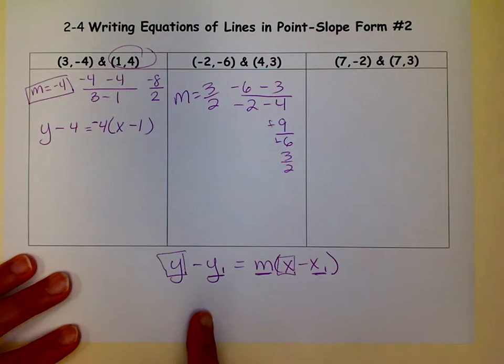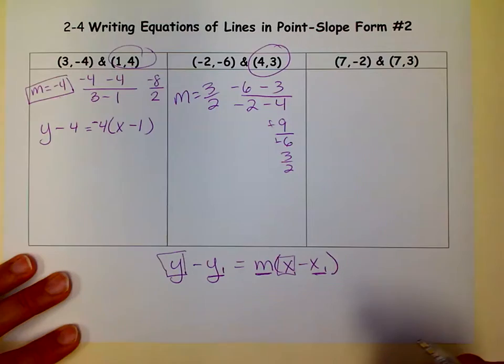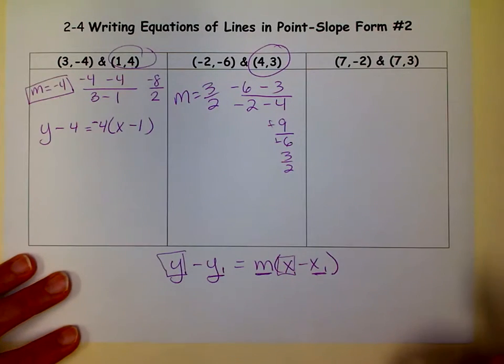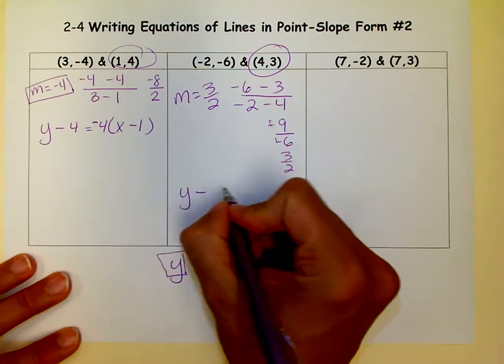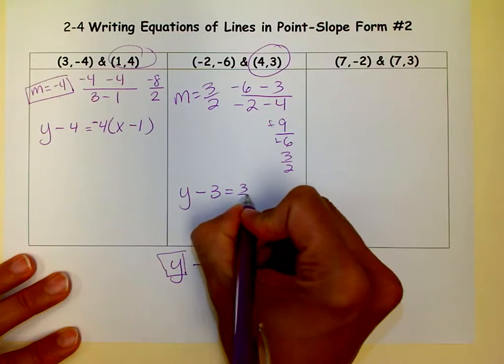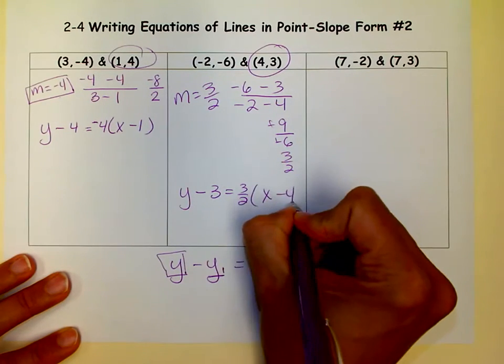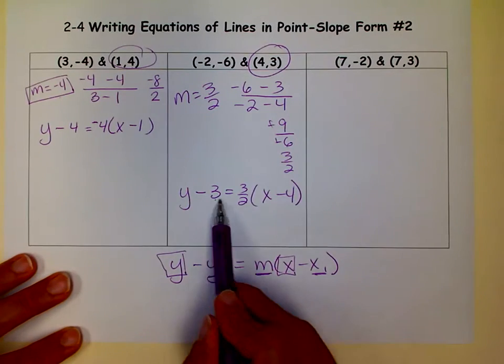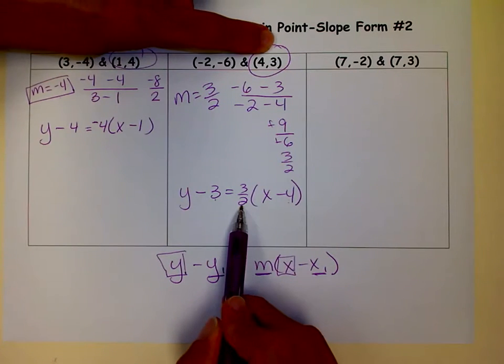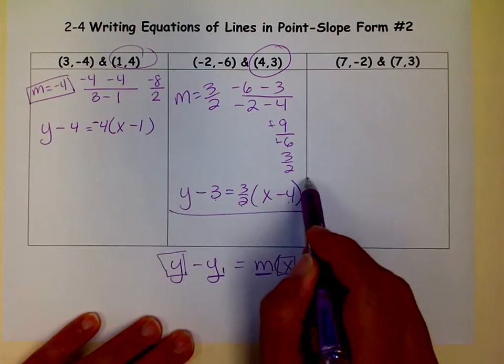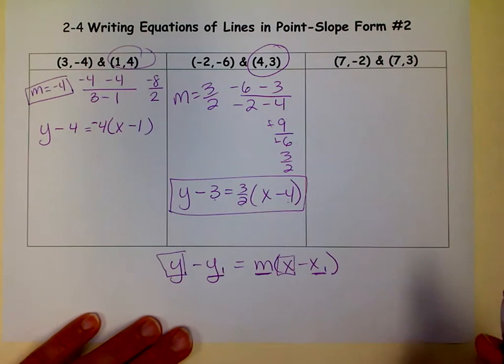So using this formula right here and choosing the point, I always like to choose the point that has the positives if there are some, because that's less work for me. Y minus 3 equals 3 halves times x minus 4. Because these are the coordinates of that point, and that's the slope. So this is my answer in point slope form.